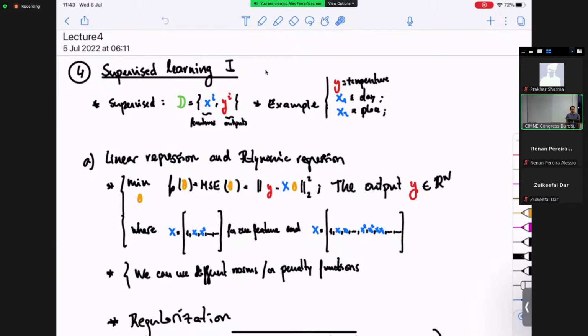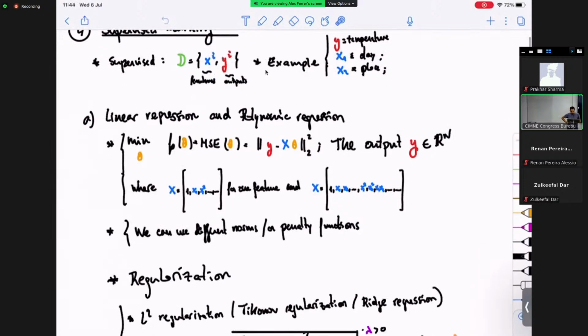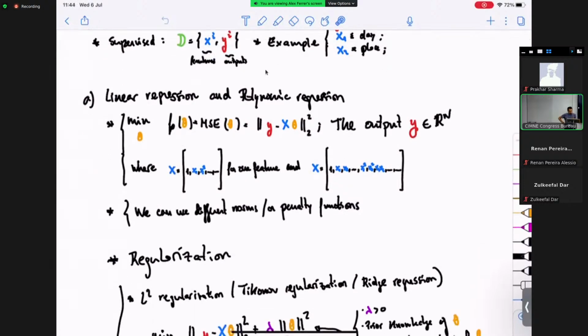So, supervised learning. Yesterday, remember, we were saying that we had 2 kinds of data, features and outputs, and we had some examples. We call the features X and the outputs Y. Then we showed the linear regression example. Remember, X is the whole data matrix.